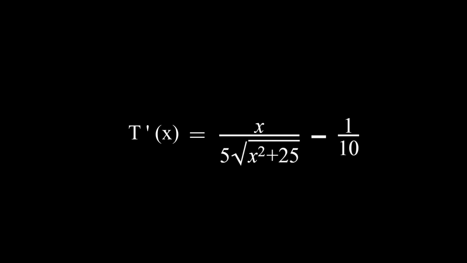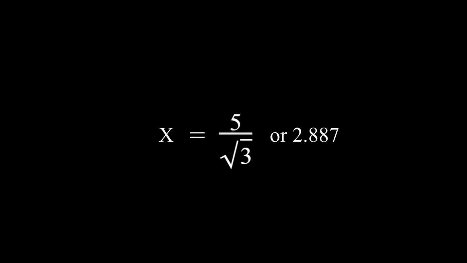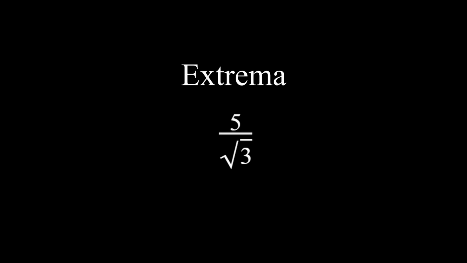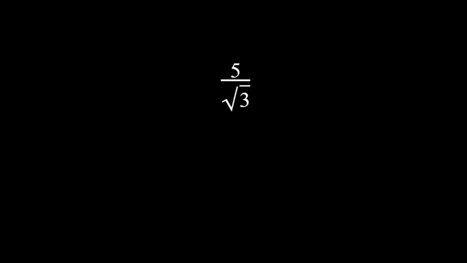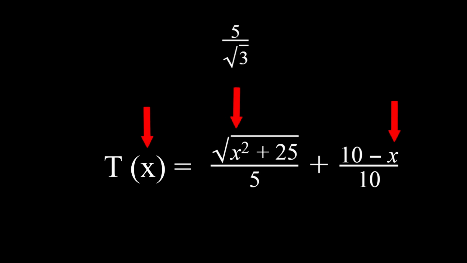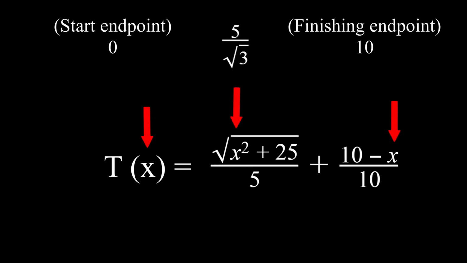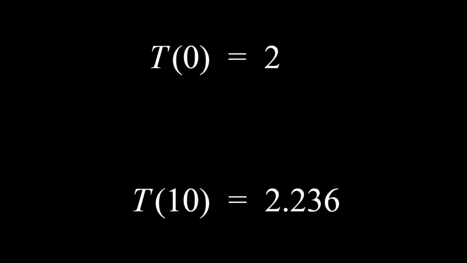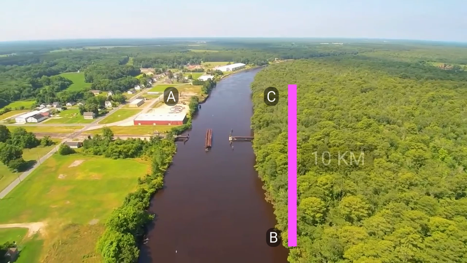By finding the first derivative, then setting the equation equal to 0 and solving for x, we can find the critical number, which represents our extrema. We then substitute the critical number and the endpoints into our equation for time to find the minimum. Keep in mind that since our destination is 10 kilometers away, our endpoints are from 0 to 10.